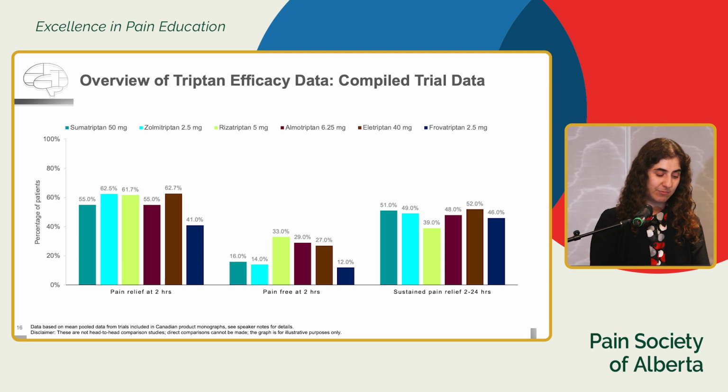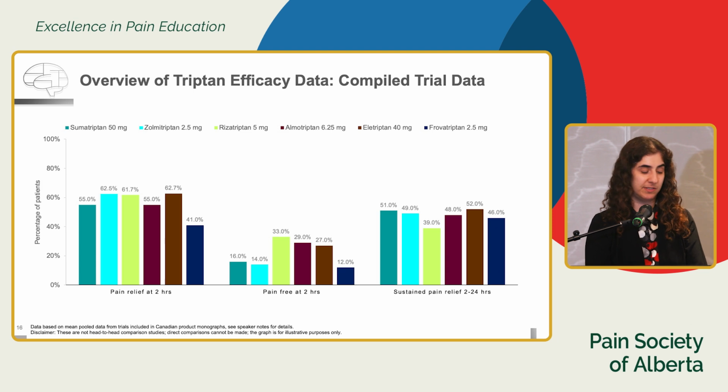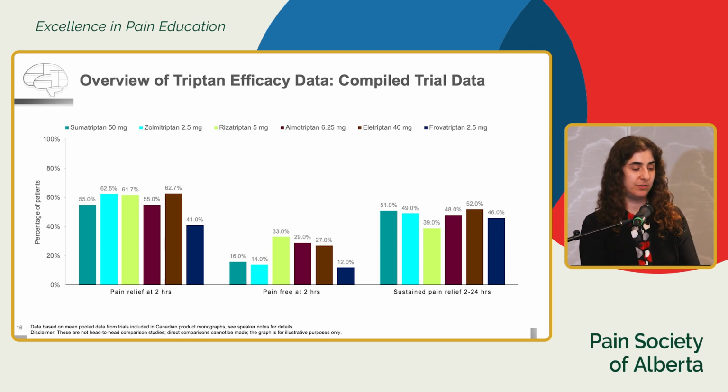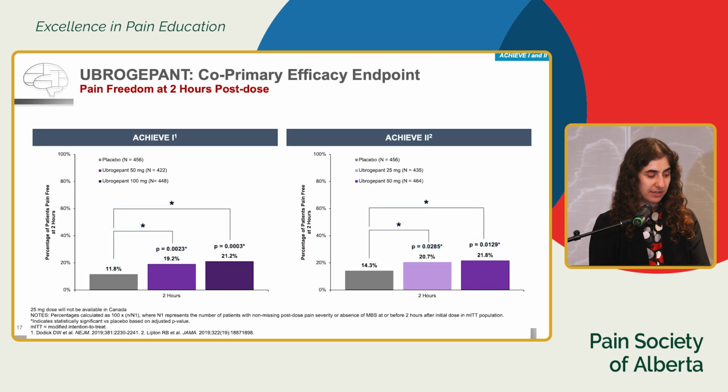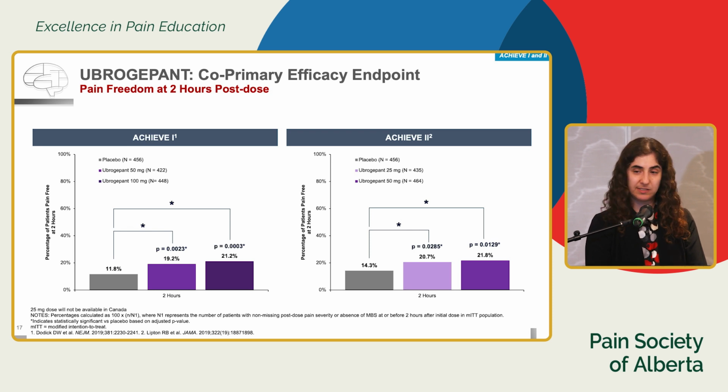And then sustained pain relief from 2 to 24 hours, approximately 40 to 50% again. So in terms of looking at ubrogepant now, this one had a co-primary endpoint, the first being pain freedom at 2 hours post-dose. You can see there that ubrogepant, which is available in 2 doses, a 50 milligram dose and a 100 milligram dose, is approximately 20% at 2 hours.